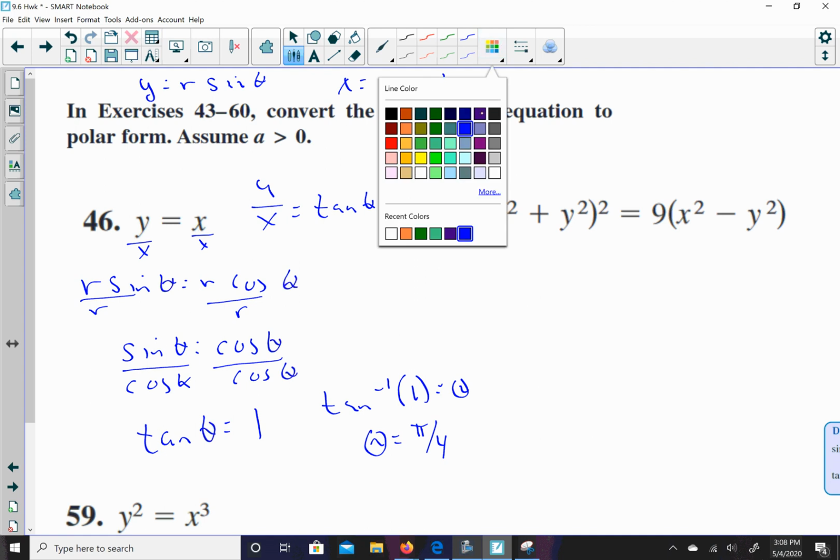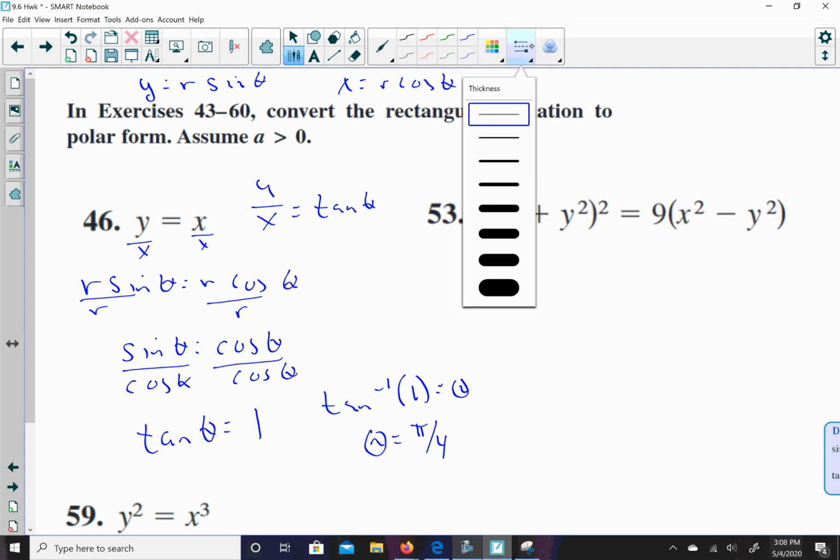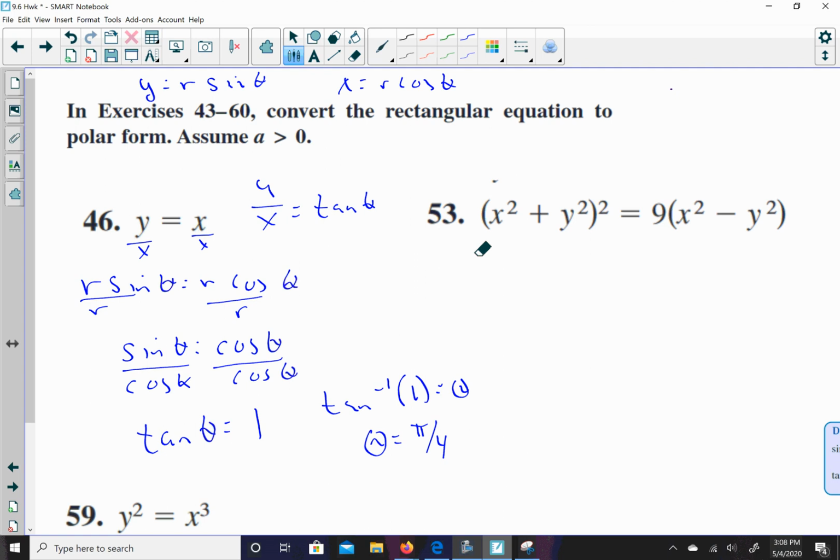When I do the next one, I could change this to r squared cosine squared, r squared sine squared. But I remember that x squared plus y squared is equal to r squared. So I'm going to write r squared, and that whole thing is squared, is equal to 9, and then x squared minus y squared.